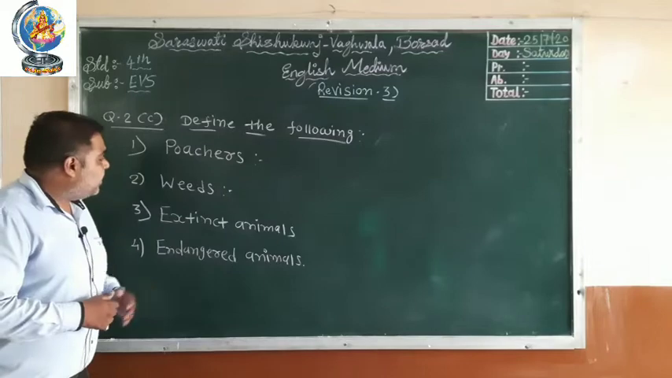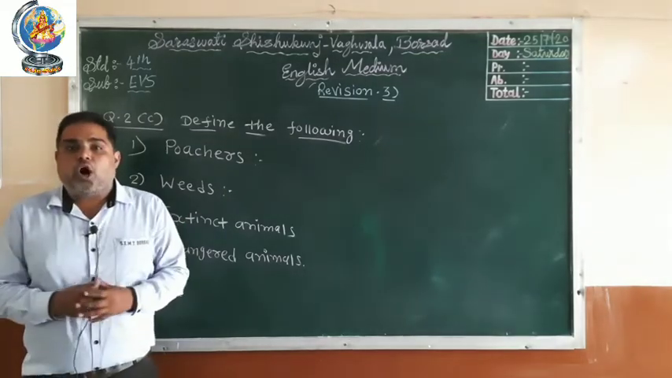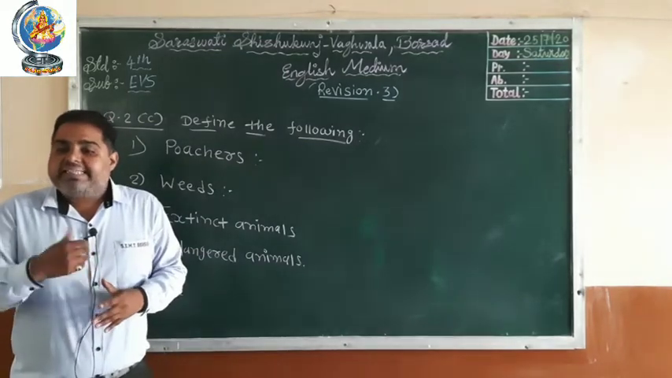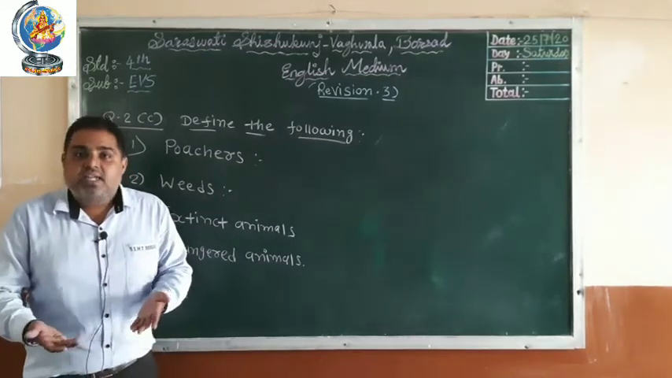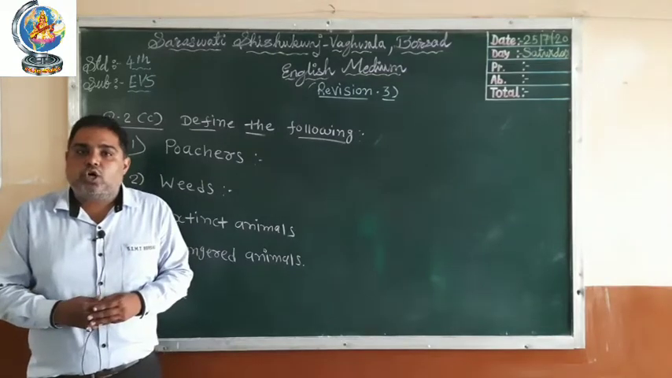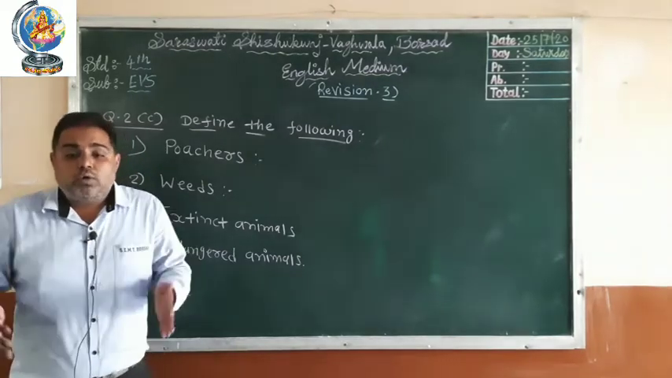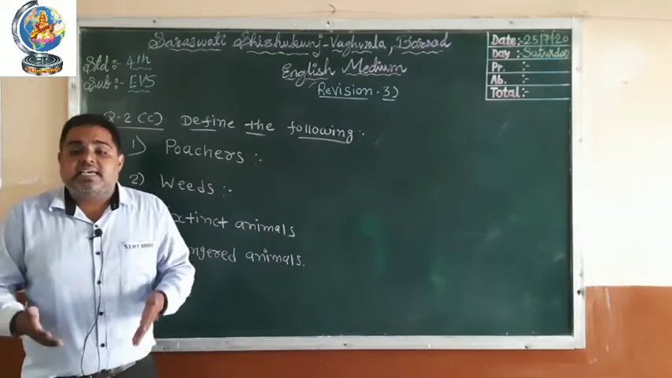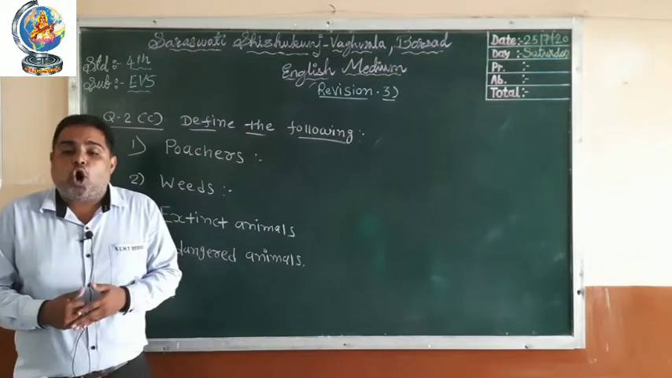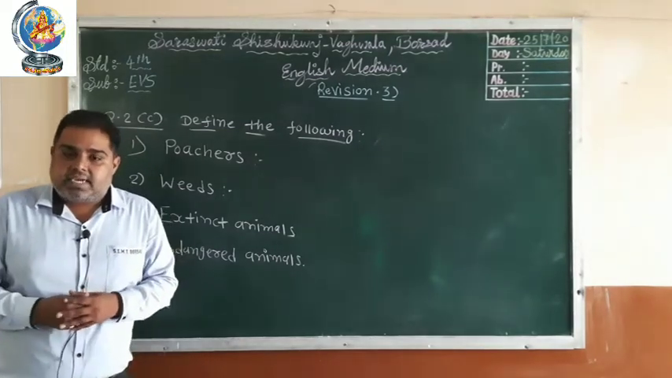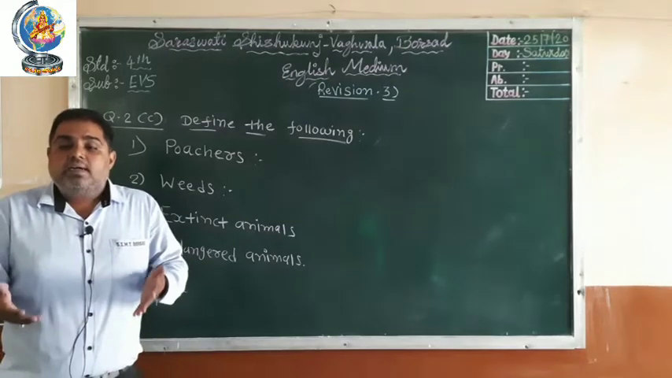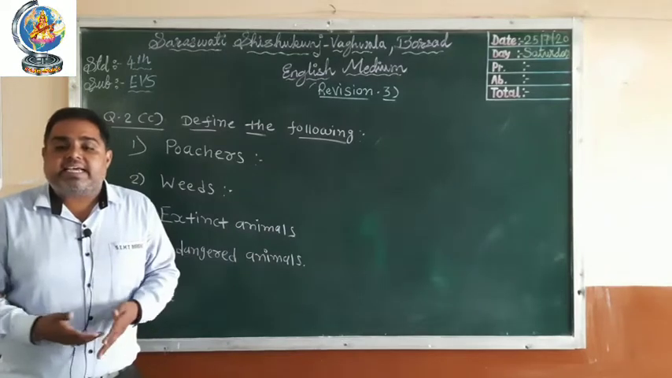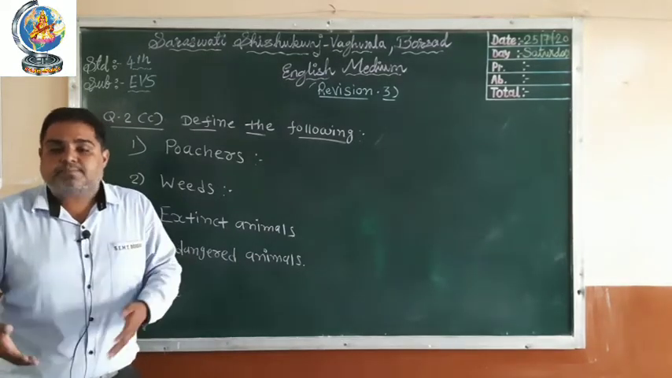After poachers, second is weeds. What are called weeds? The unwanted plants that grow naturally around the main crops, these plants are called weeds. Let me repeat the answer again. The unwanted plants that grow naturally around the main crops are called weeds.